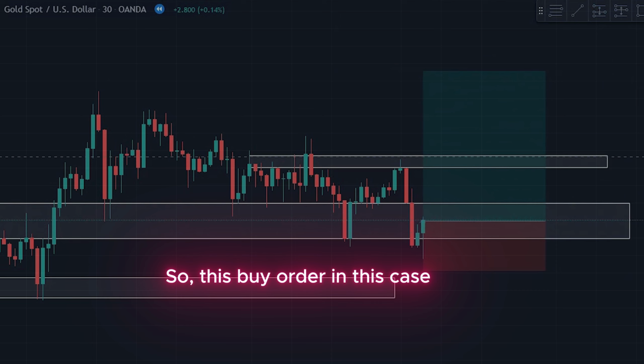So, this buy order in this case, is it okay? Is it a perfect entry point? For me, this is only a good entry point. Not a perfect entry point, and why?